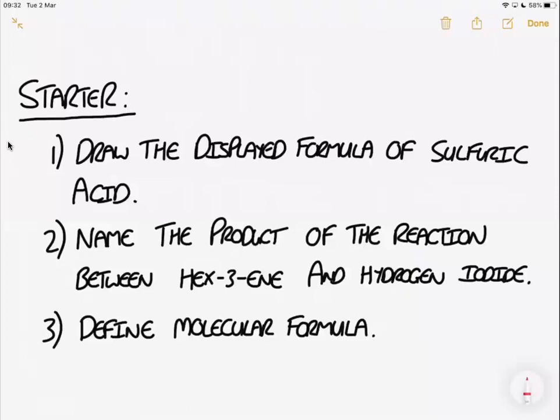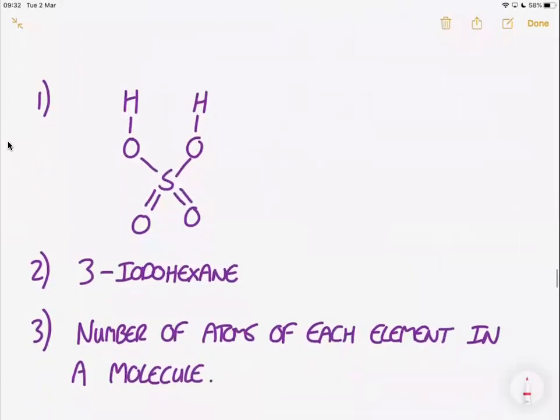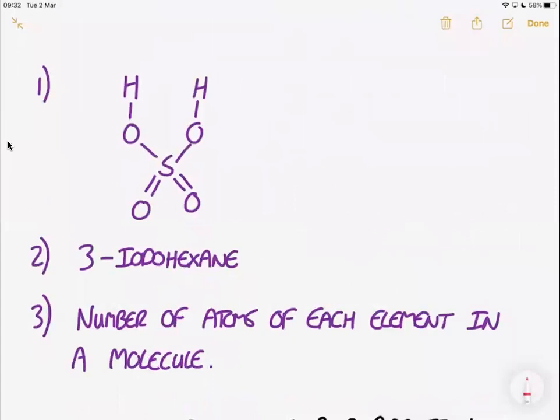Okay, so here's what we should have. Displayed formula of sulfuric acid, the name of the compound formed, and the definition of molecular formula. So it's only a short one, no name and outline for this bit. We've got plenty of that to come.